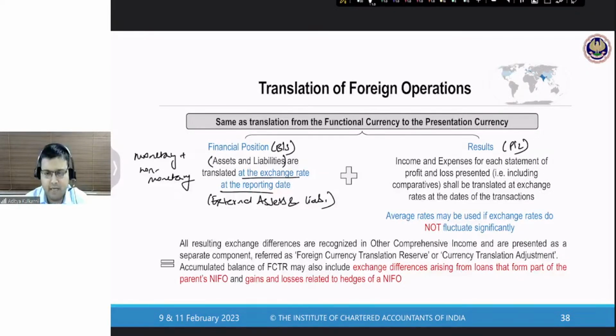Okay, first one. Second one, we talk about the results, that is the P&L items. So incomes and expenses, you will translate at the exchange rate at the date of the transaction. So this becomes your spot rate. Average rates may be used if exchange rates do not fluctuate significantly. So that is what we are always going to do. So this is how you will do the recording.